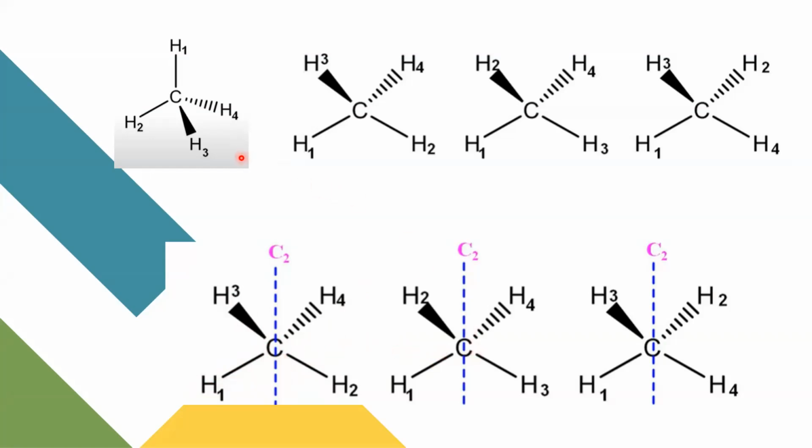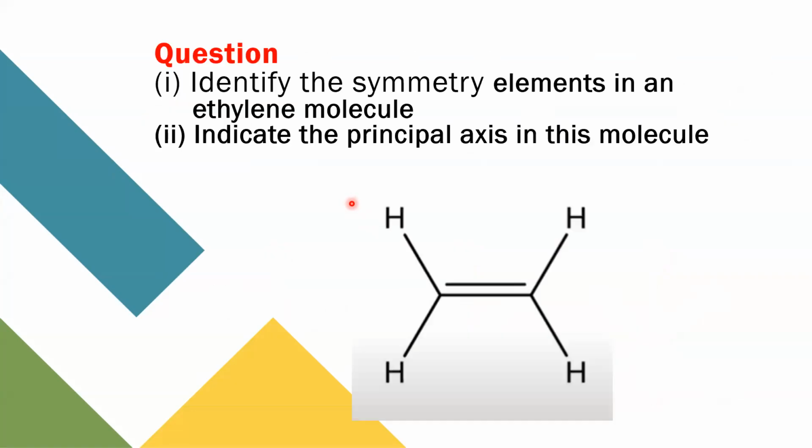So here, initially we said it has C4. In addition to that, it has C2. So which is the principal axis here? C3 axis. C3, sorry, not C4, it's C3. C3 is the principal axis, right? So this is another example. Then, okay.